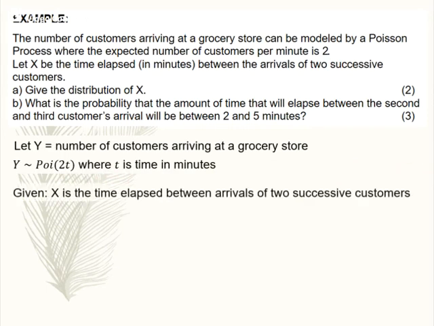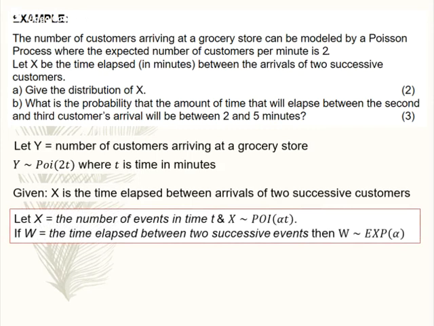We are given that X is the time that elapses between the arrivals of two successive customers. Okay? And according to the proposition that we were given, if you have some Poisson process with these parameters, then the amount of time between successive events is exponential with parameter alpha. In our case, alpha is equal to 2. Therefore, the amount of time between arrivals of two successive customers is exponential 2. All right. I hope that is how you worked out this one. So let's move on to part B.